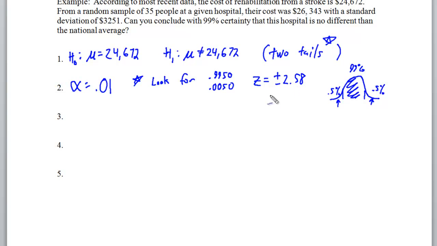So you have two critical values. These are your critical values here. Your critical values are going to be at the bottom part and the top part. So here we go. We're going to run our test now.